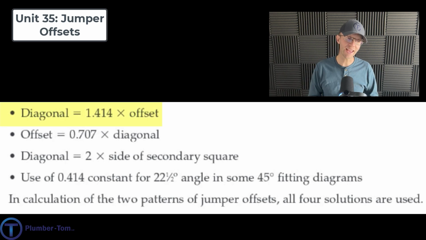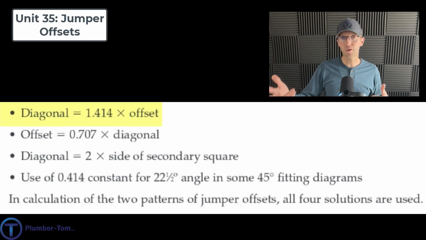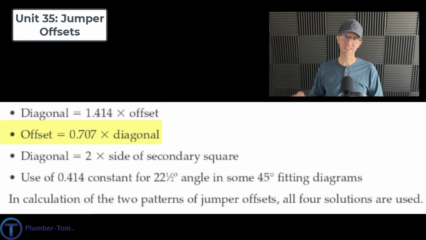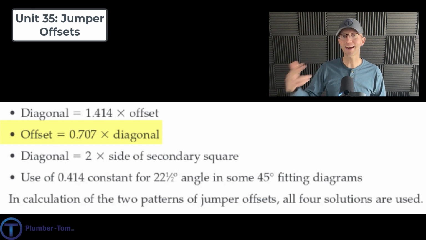Here we go. Diagonal. To get the diagonal, you times the offset by 1.414. You totally know this one, so hold on to it. Offset. You can go backwards and get the short side of a 45-degree triangle by multiplying the diagonal by 0.707. That's going to be useful to us today.